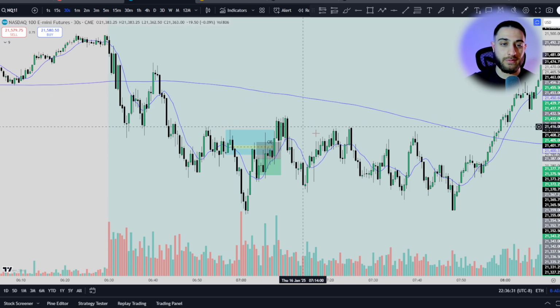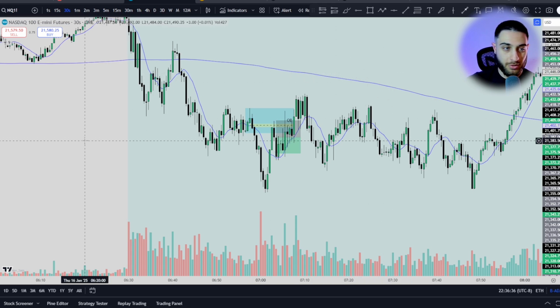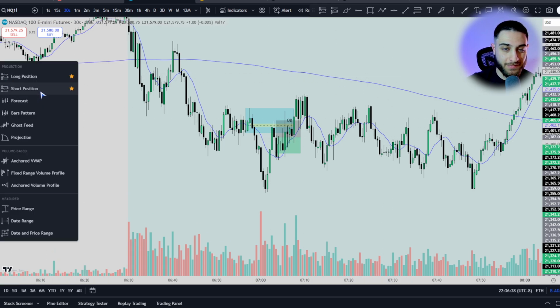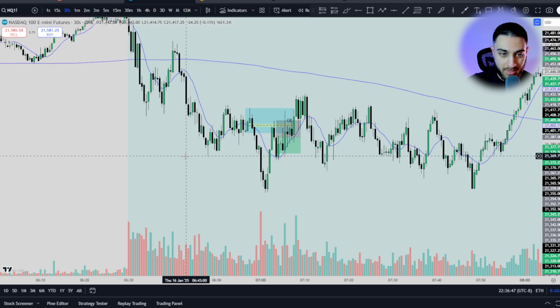So the first thing I want to cover about risk management is, if you guys are using the TradingView charting software, your best friend is going to be the long position and short position tool. These two tools are going to be your best friend. Why? Because they help you see where your stop loss is and your take profit is.